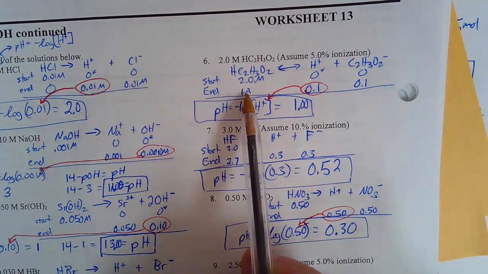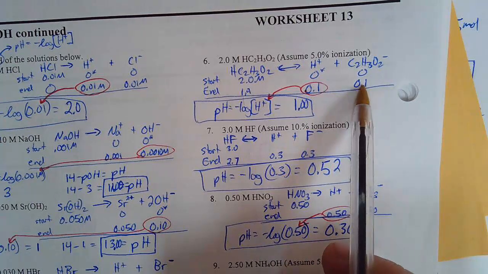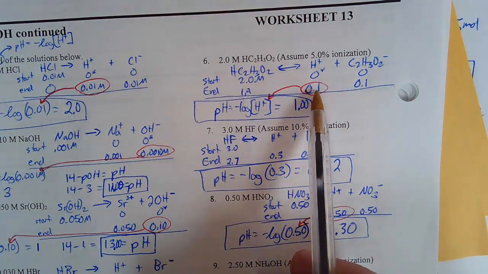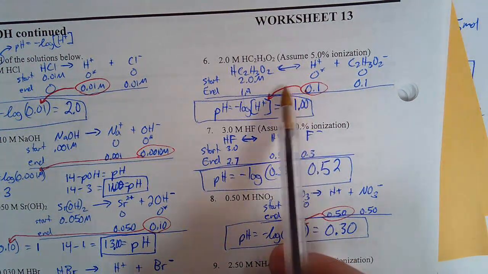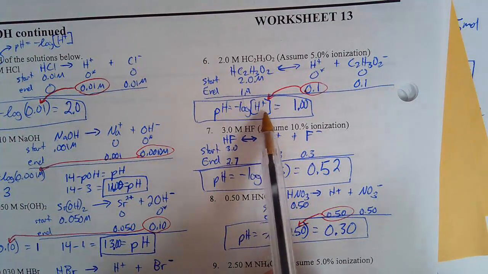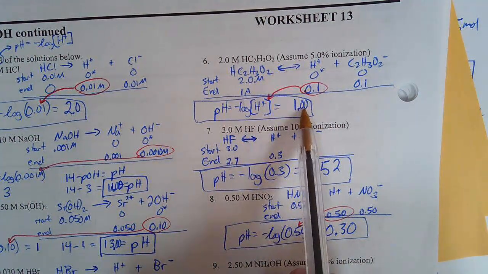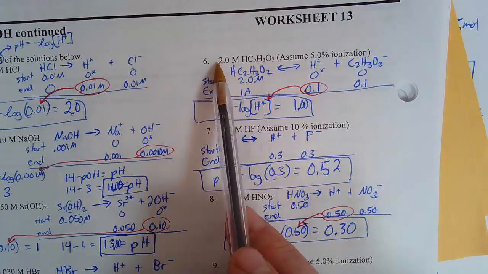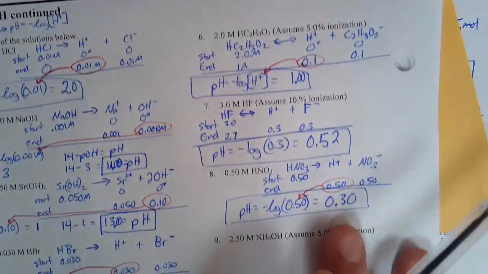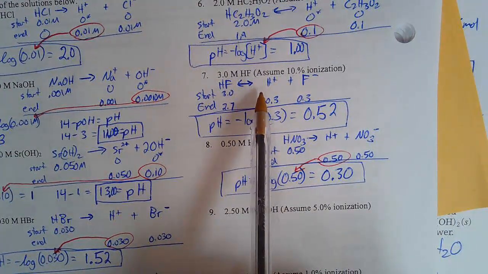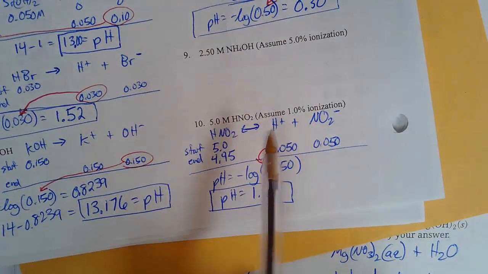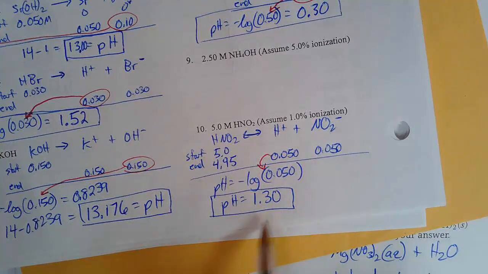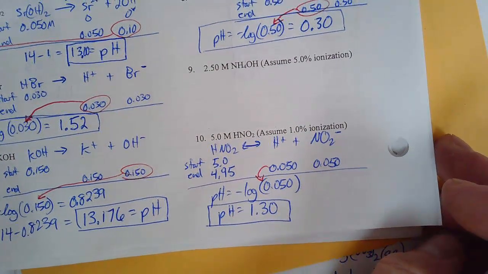Do you even really need that number? No, you don't really need the amount of acetate ion either. You really just need the hydrogen ion. So that's really all I needed there. Take the negative log of the hydrogen ion. That gives me the pH is 1.00, reported to 2 places after the decimal because the concentration had 2 significant figures. Did something similar for the HF and the HNO2. None of those were particularly interesting.